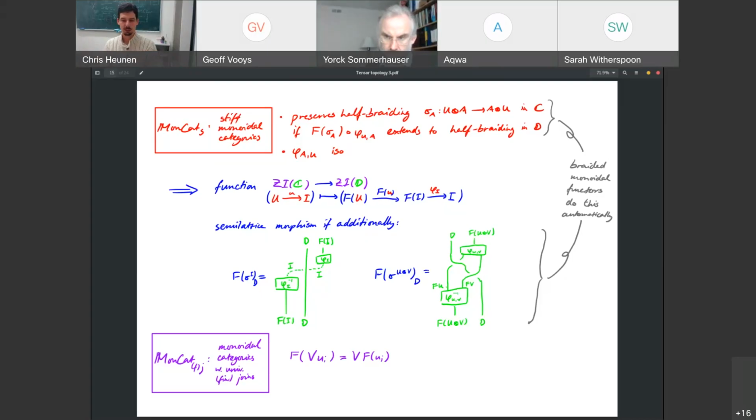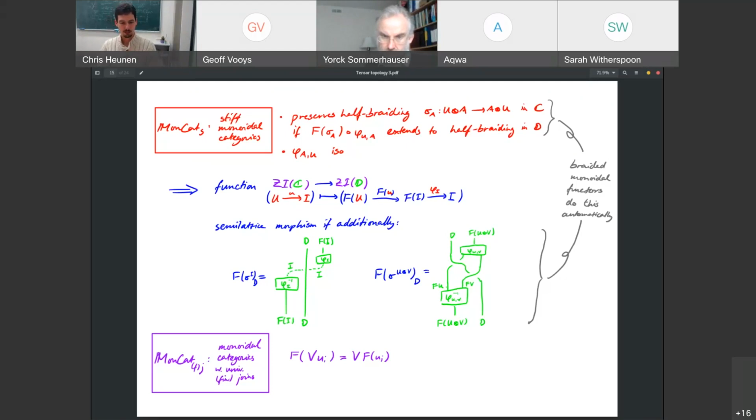And this is going to be a semi-lattice morphism if additionally it behaves well with respect to these half braidings, in the sense of these two equations at the bottom. And again, if you're in a braided monoidal category, that will happen automatically. It's always true. You don't need to worry about it. So that's morphisms of stiff monoidal categories. They preserve central idempotents in a nice way.